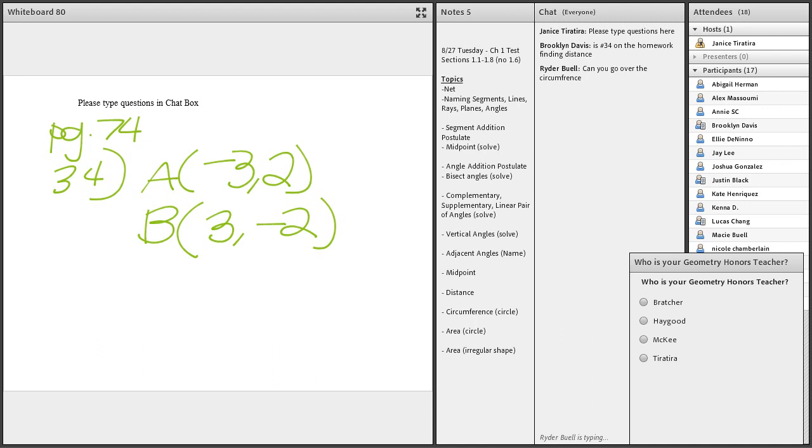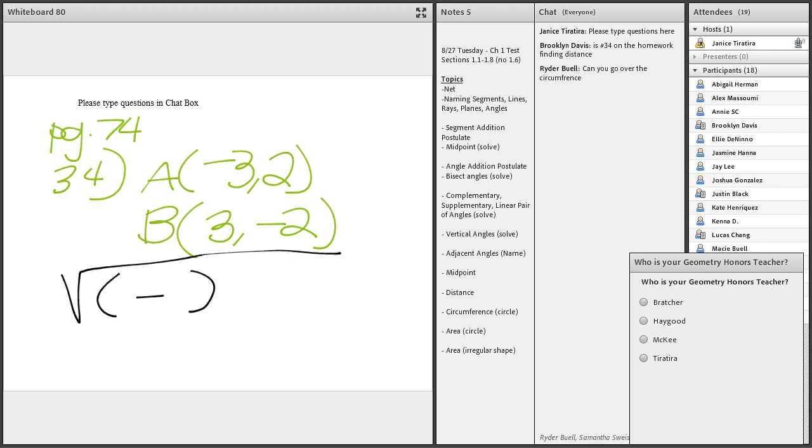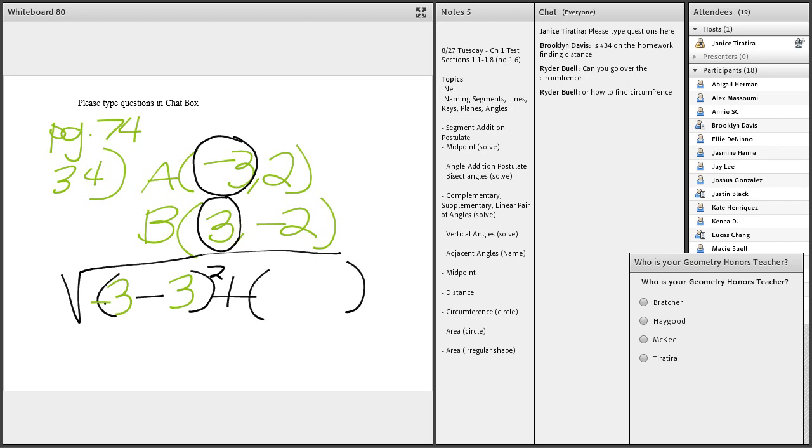All right, so that distance formula is the square root of the two x's you subtract. I'm going to put the top one first. So that's -3, I use green again, and then minus the other number, 3. And then I must square whatever that answer is. Then I use the next two numbers, 2 and -2, so I subtract 2 minus -2.